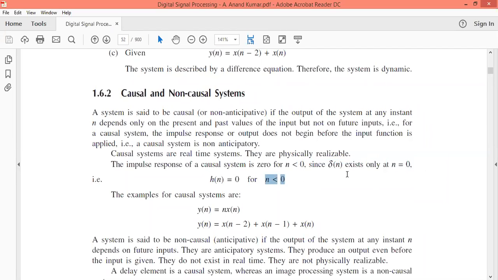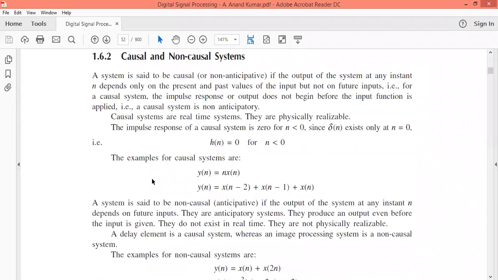Because we are applying input only at n equal to 0, our output is present from n equal to 0 onwards. Before n equal to 0, what is the output? Output will be 0. So the impulse response h of n will be 0 for n less than 0. So these are examples of causal systems.